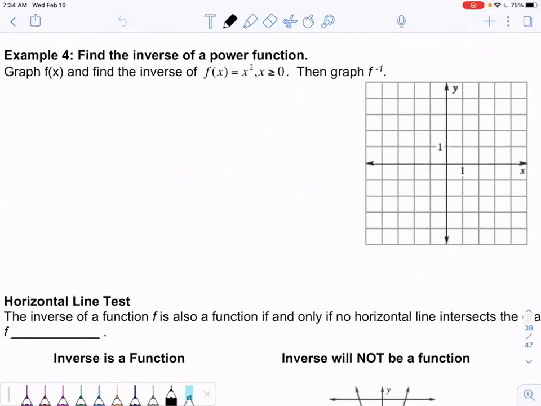So it says we're going to find the inverse of a power function. But in order to do that, it wants us to first graph the function, and then find the inverse, and then graph the inverse. So we're going to look at what the graph is doing as well of both functions. The first thing we're going to start off with is graph f of x. That's the first step. There's a lot of parts in here, so let's talk about that first.